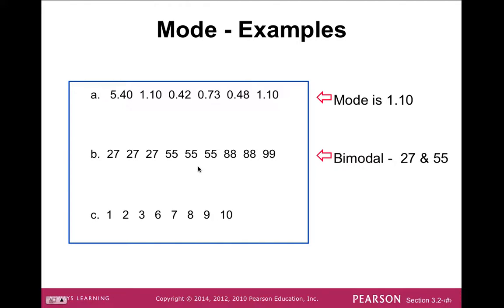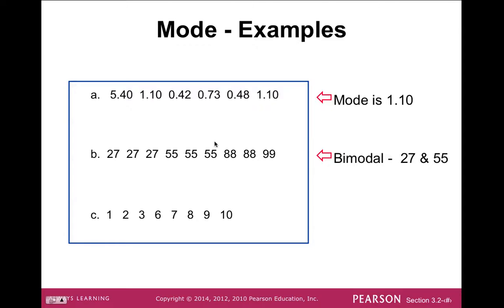All right, moving down to B, we have 27, which is repeated 3 times, 55, which is repeated 3 times, and 88, which is repeated twice. Now you may be tempted to say that this has 3 modes. But in reality, keep in mind the definition of a mode. It's the value that occurs with the greatest frequency.